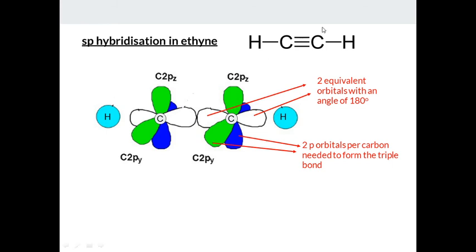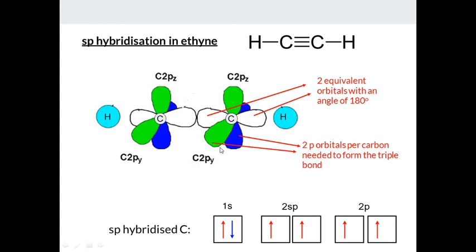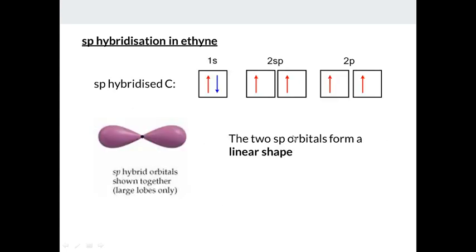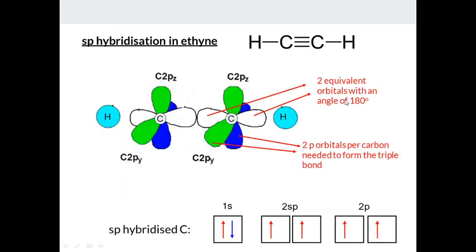What about ethyne? Ethyne is this molecule over here, where there's a CC triple bond. Now we need to reserve 2 p orbitals on each carbon atom to form 2 pi bonds. And then each carbon atom forms 2 equivalent sigma bonds. The hybridization that works here would be to reserve 2 2p orbitals and combine the remaining 2s and 2p orbitals to form sp hybridized orbitals. The 2 sp hybridized orbitals form a linear shape, agreeing with VSEPR theory, which tells us that ethyne is a linear molecule.